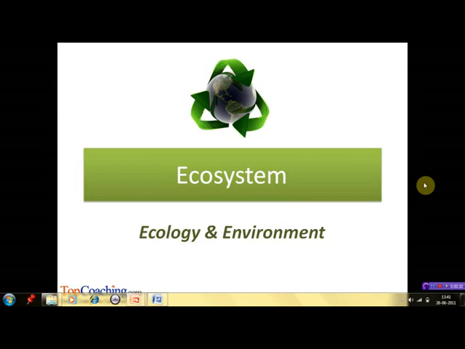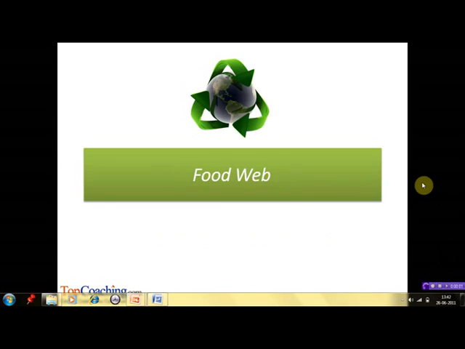Therefore, we are going to discuss only the remaining topics in this chapter, which will include food web, energy flow in an ecosystem, agroecosystem, and ecological adaptations in plants and animals of aquatic and desert habitat, which will include the structural as well as the physiological features. So let us begin with our first topic, that is food web.